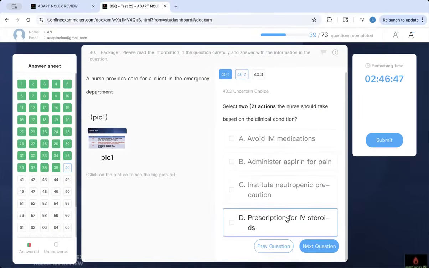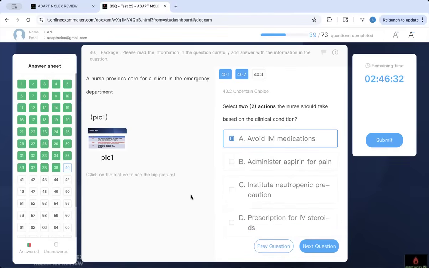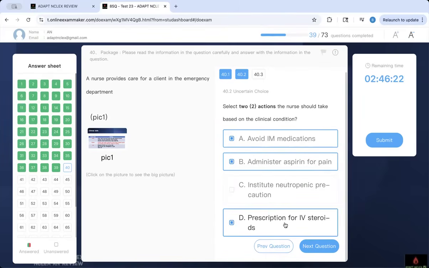Select 2 actions the nurse should take based on the condition. Bow tie question. Is it a bow tie question? You can see, select 2. If your platelet is in trouble, then you should not give them iron medication. You should not give them aspirin. Initiate neutropenic precaution is not for leukemia. Preparation for what? Steroid. Is that what you want to do?